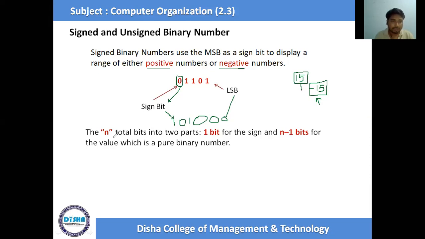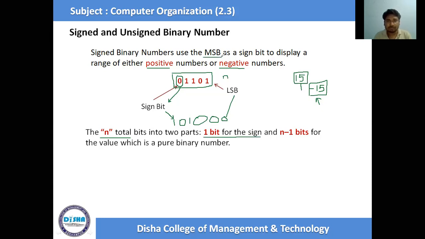Here n is the total binary number of bits. One bit is for the sign bit, and we know that the bit at the MSB side is designated, or reserved, for the sign bit. If one bit is gone, then what are the remaining bits? That is n minus 1. These n minus 1 bits are the actual value of this binary number.